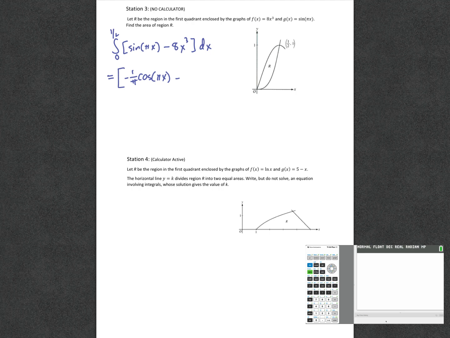Then the next one, this is 8, and taking the antiderivative of x cubed is just the power rule, so add 1 to the exponent and divide by the new exponent. This just cancels out to be 2x to the 4th. Then we evaluate this from 0 to a half.